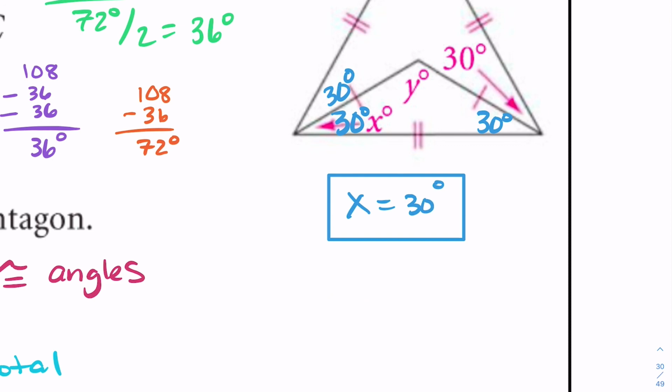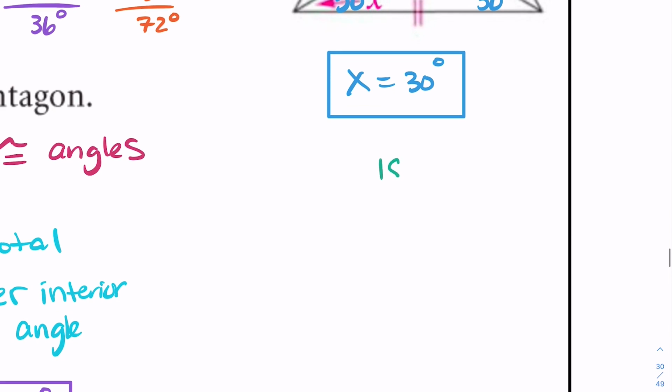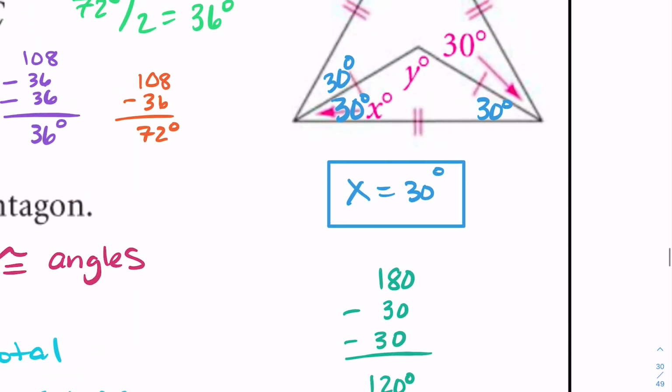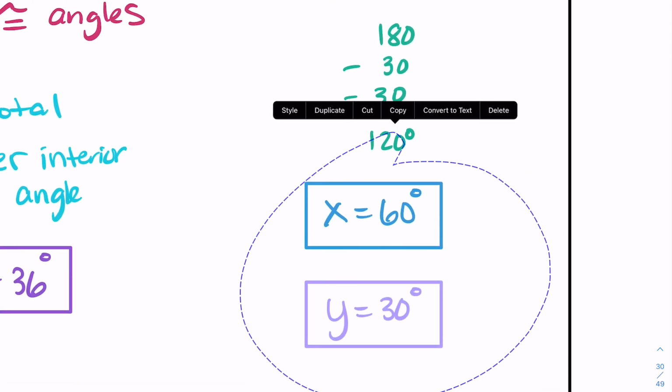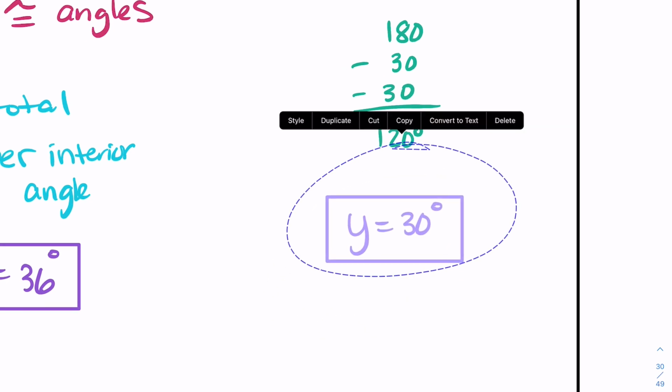So now we're going to solve for y. So y right here is going to be 180, take away, there's two 30s in that triangle. So that's going to be 120 degrees. So y is going to be 120 degrees.